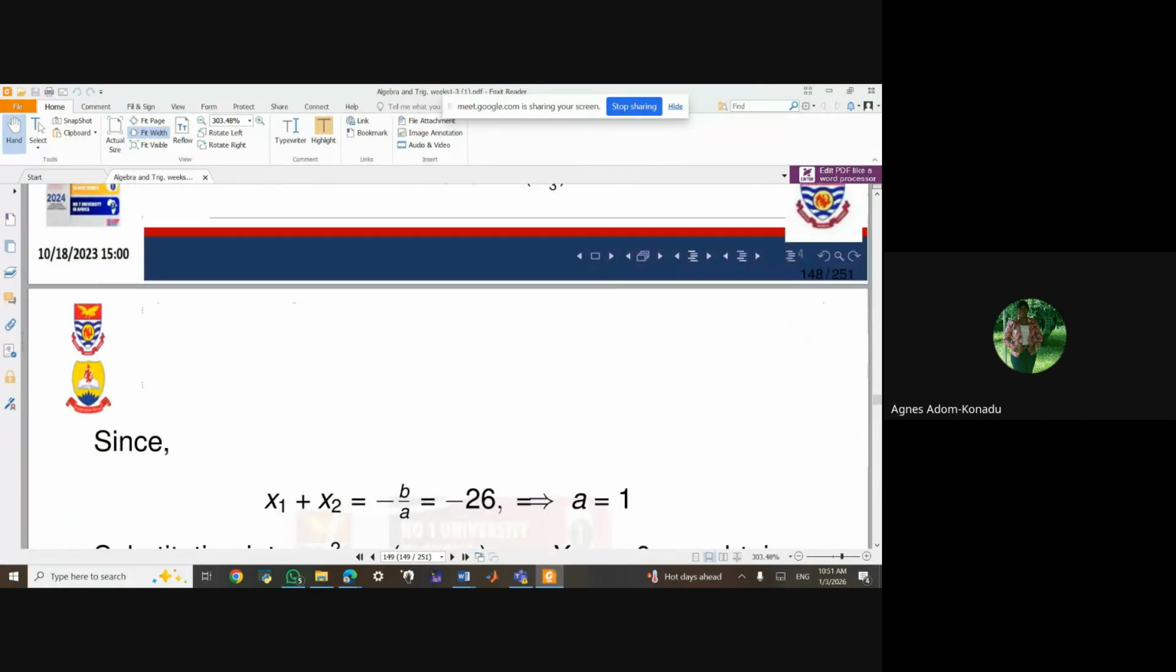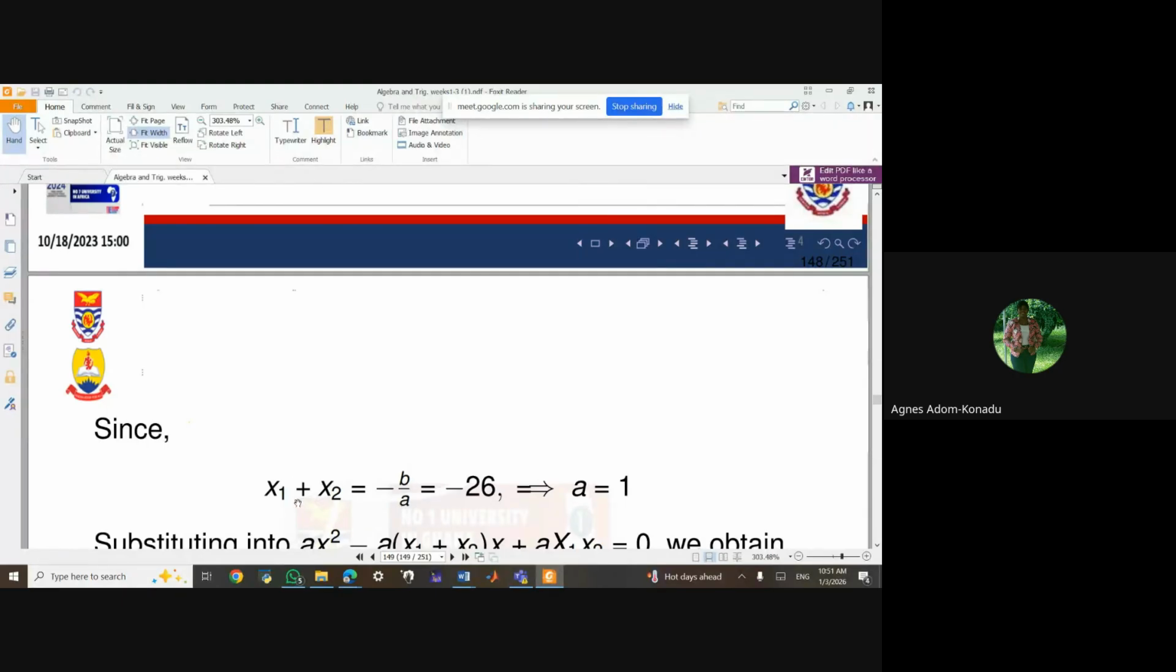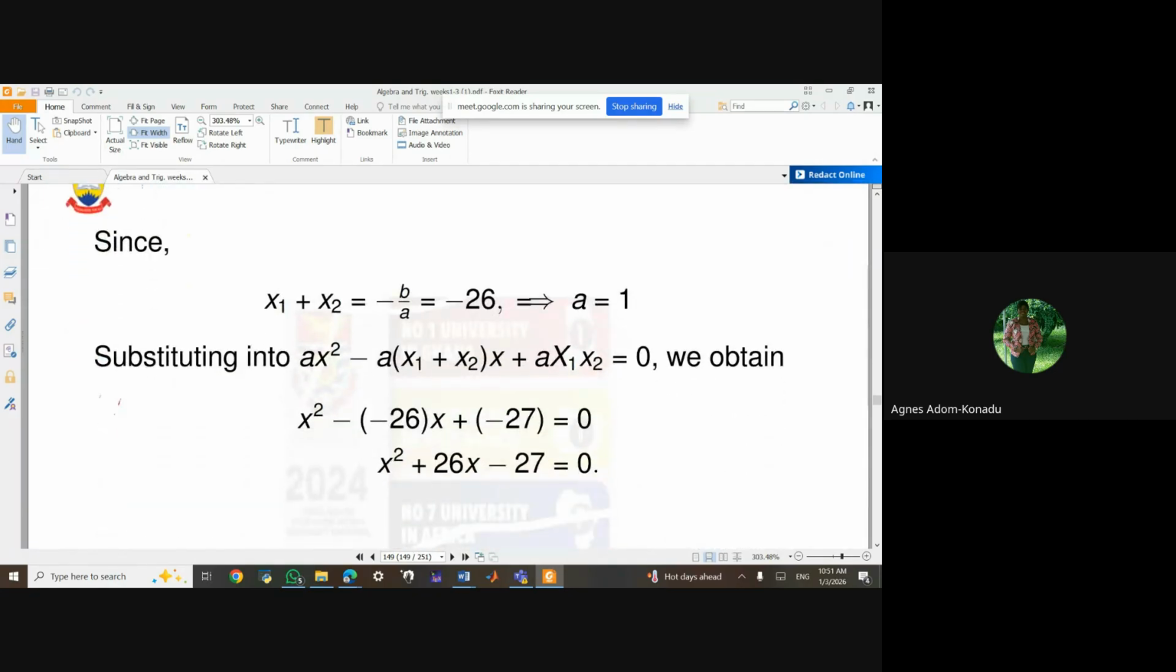Then when you compare the sum of roots to the general formula, sum of roots is equal to minus b over a. But I got negative 26, so it means that my a is 1. So I do the substitution into the derivation that I got. I have my a to be 1. So I have x squared minus my sum of roots, minus 26, plus my product, minus 27. So this is x squared plus 26x minus 27 is equal to 0.